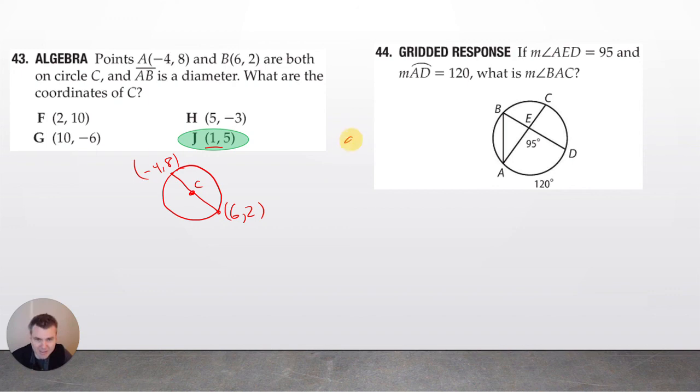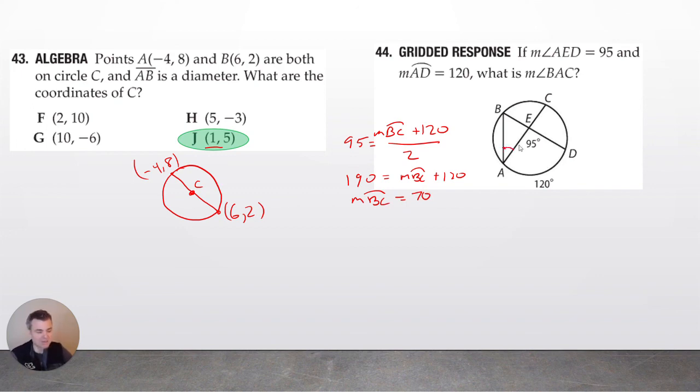Well, I know that 95 is equal to BC plus 120 divided by 2. So I know that 190 is equal to measure BC plus 120. So in other words, I know the measure of BC is 70. Once I get that, I need to remember that the measure of angle BAC, this is an inscribed angle, it's just half of its intercepted arc, so you should get 35 degrees.